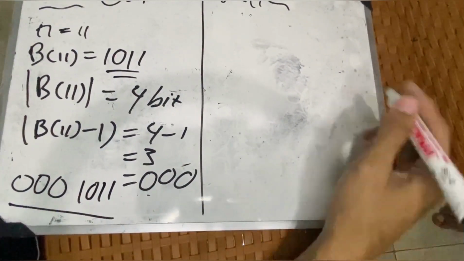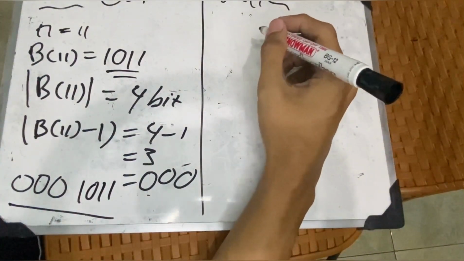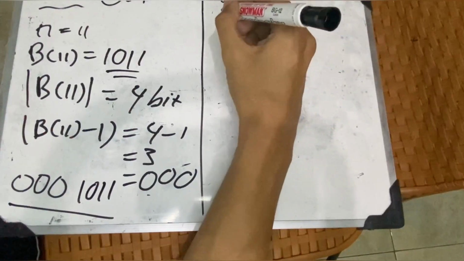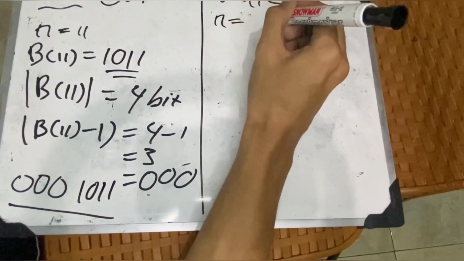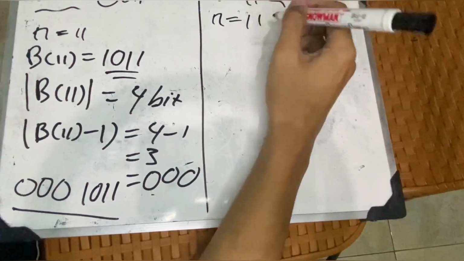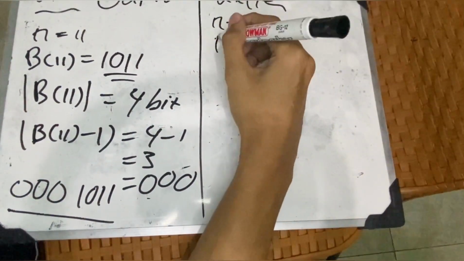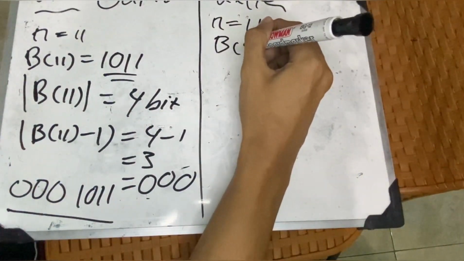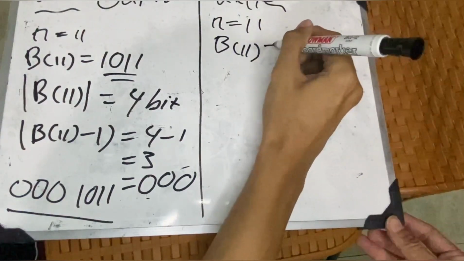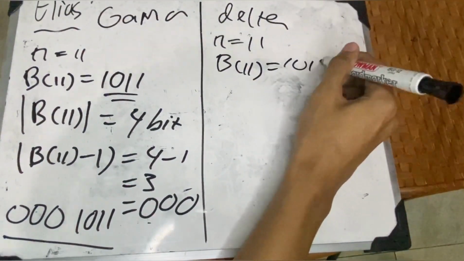Now we move on to the Elias delta. While in delta, let's say we have n also equal to 11, so we have the binary number of 11 is 1 0 1 1.